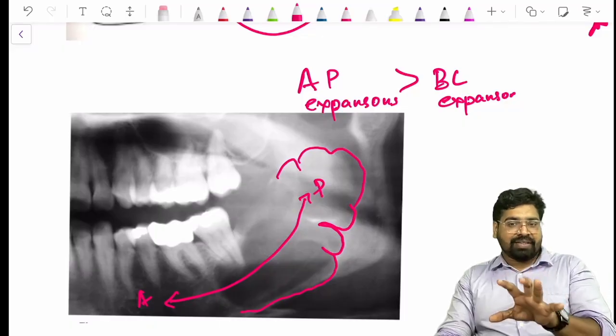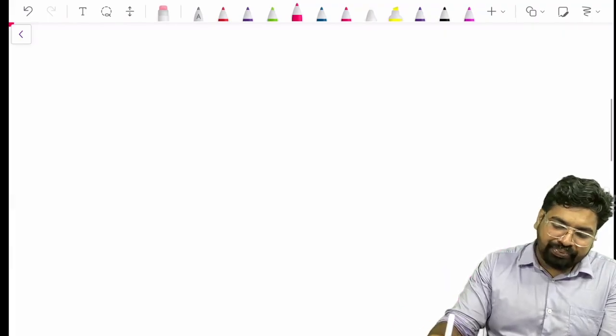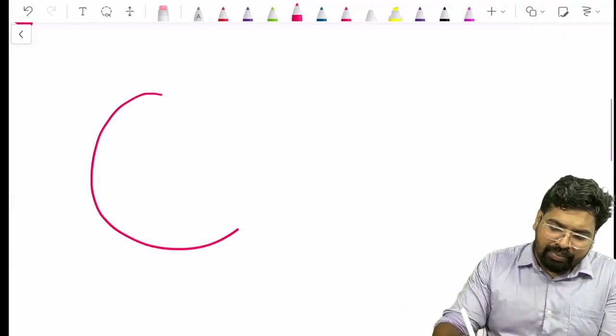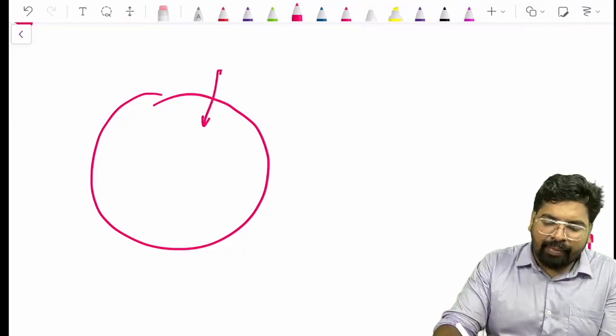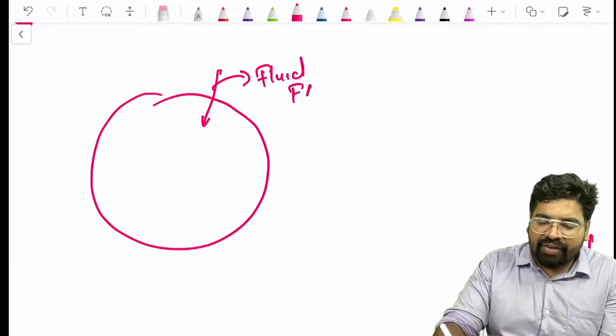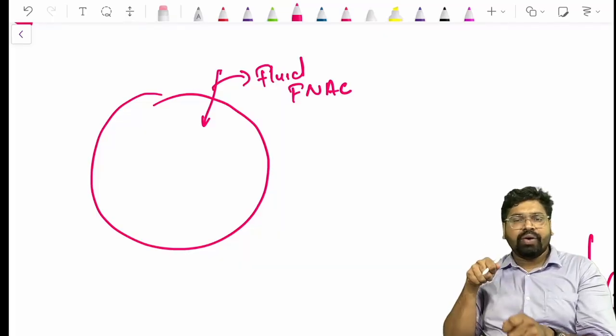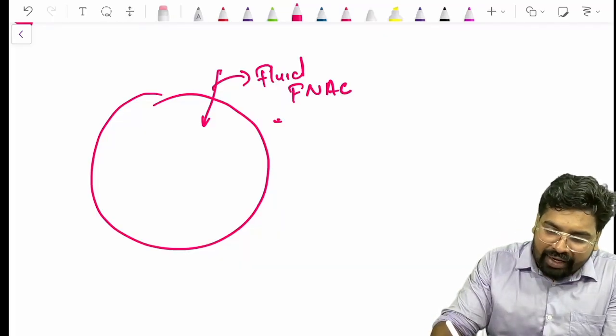Now we are going to assess it. We are going to diagnose it. Okay, how to diagnose? I'm going to put a needle and take fluid outside. Okay, I'm going to do FNAC. I did an FNAC. I put a needle inside, I took the fluid outside, and what am I going to get here?